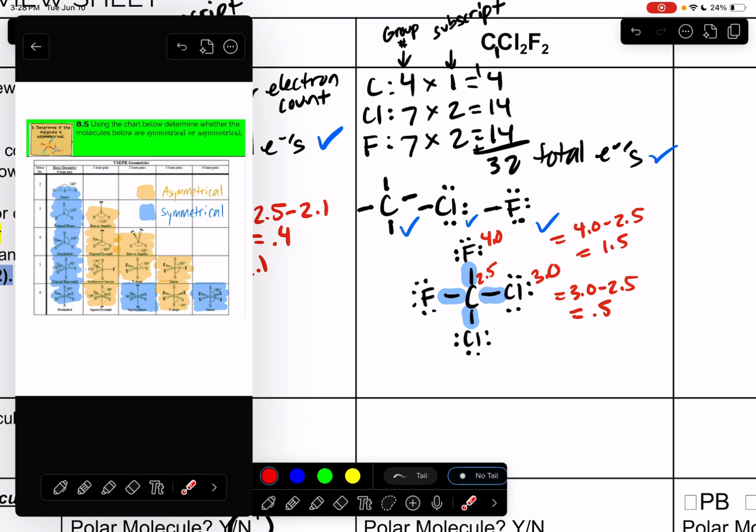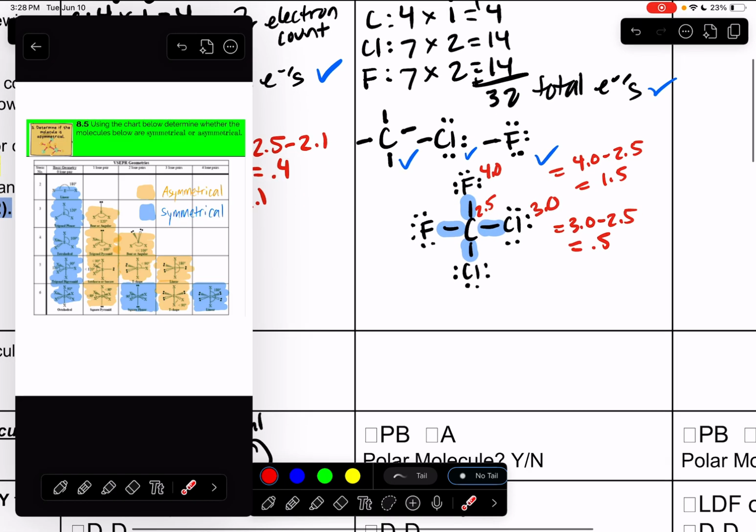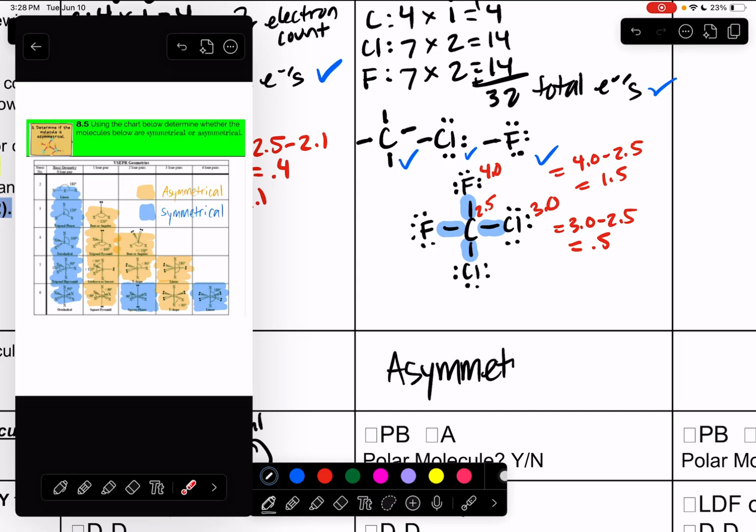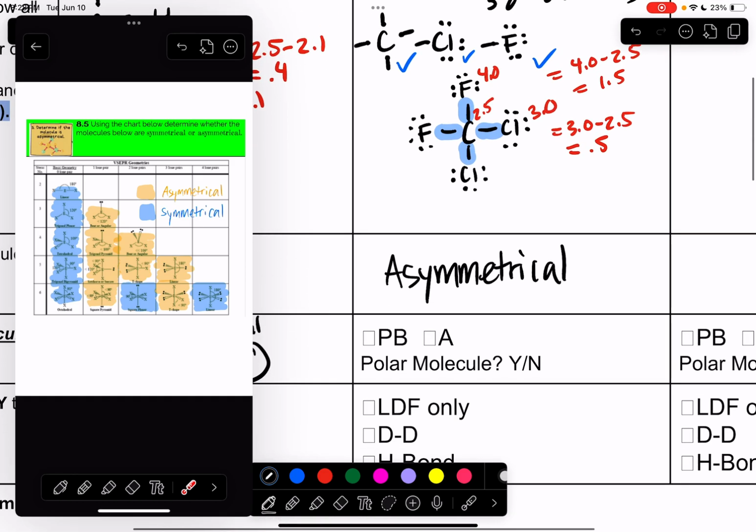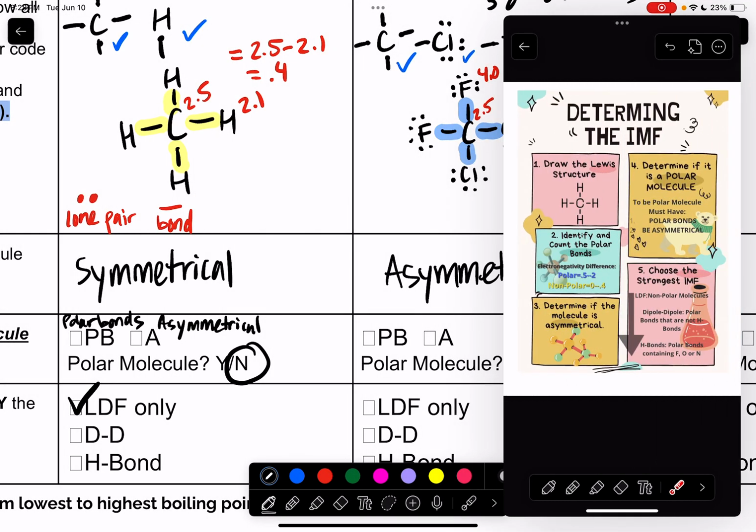However, if you look at the structure that we have here, that is not true because not all 4 bonds are the same. We have CF, CF, CCl, CCl. So since not all 4 bonds surrounding the carbon are the same, this is actually not equal sharing of electrons. So I'm going to say that this is asymmetrical. Even though on my chart it says it is symmetrical, that's only true if all the bonds are the same, which they're not.